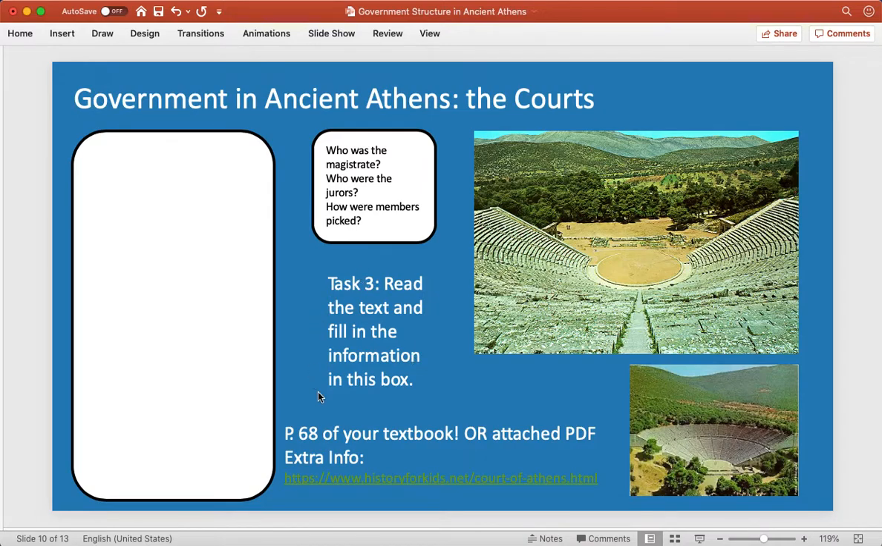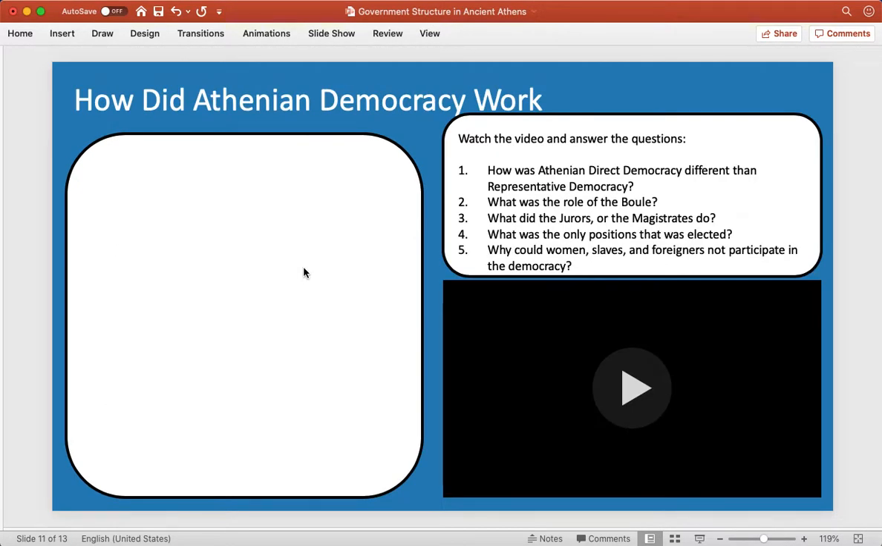Reading the information from your textbook, the attached PDF, or the little extra things I've attached, you can find out who the magistrate was, who the jurors were, and how the members were picked. So you have 3 questions to answer.